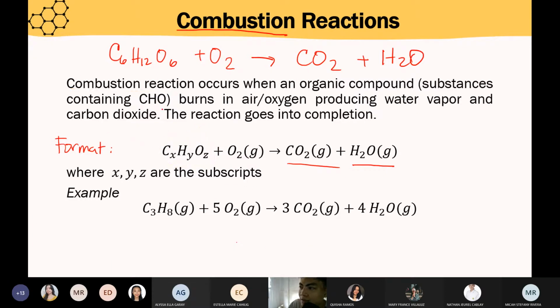Again, keep in mind, combustion requires an organic compound in this formula. The X, Y, Z are subscripts which can be 0, 1, 2, 3, and so on. For example, ito wala siyang oxygen. Okay lang yan. So C3H8, that's your combustion. What are the products? Carbon dioxide and water. Now you know how to predict your products.